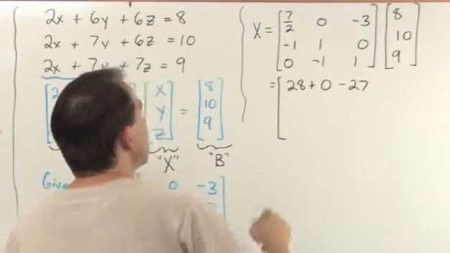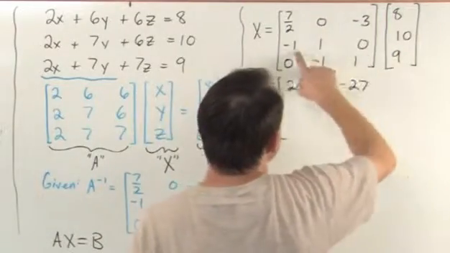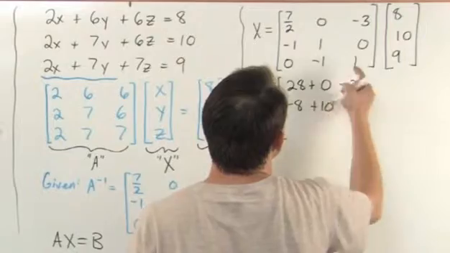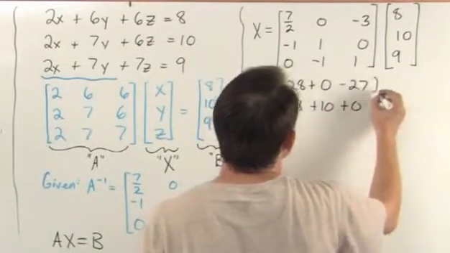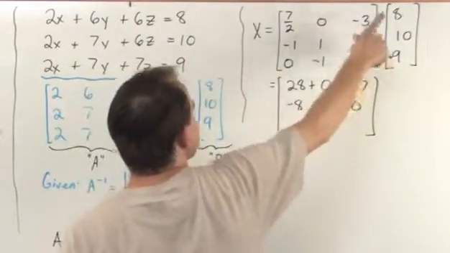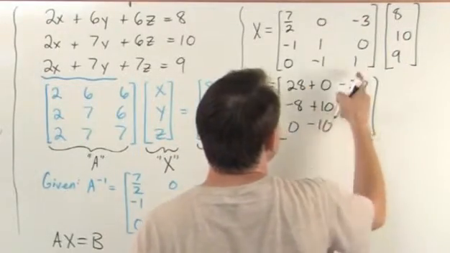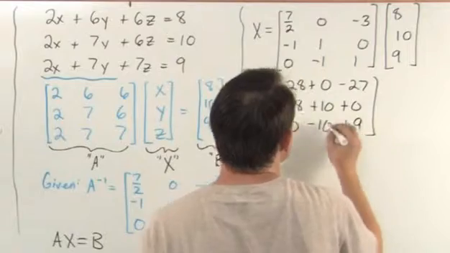Go to the next row. Over and down. -1 times 8 is -8. 1 times 10 is 10. 0 times 9 is 0. Go to the next row. Over and down. 0 times 8 is 0. -1 times 10 is -10. 1 times 9 is 9.